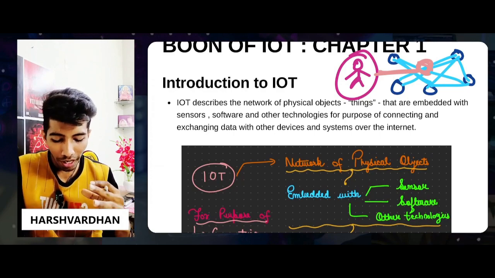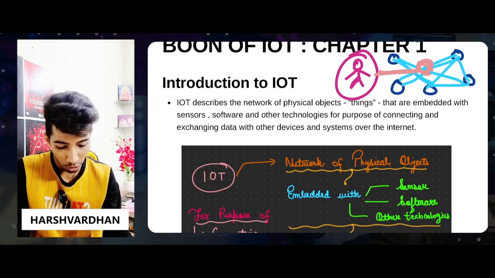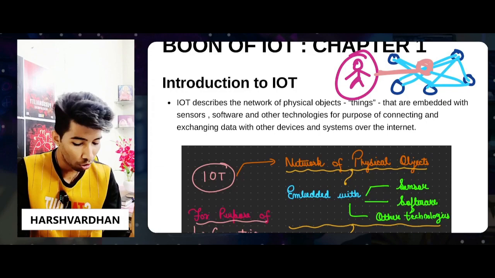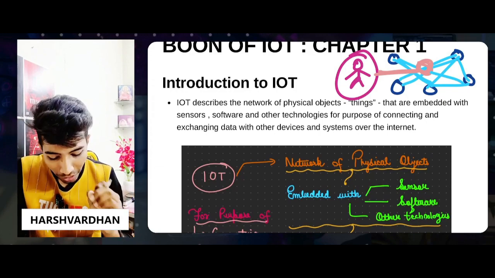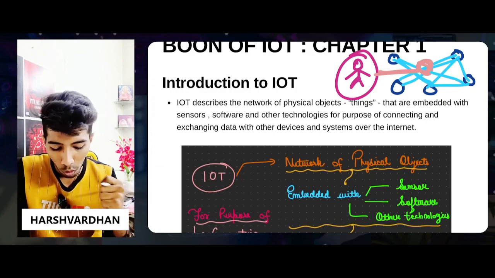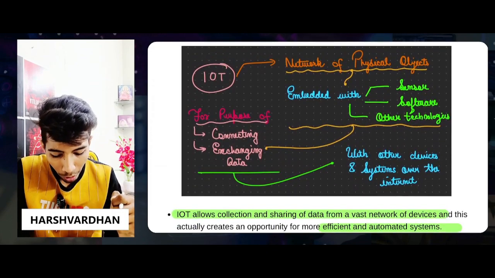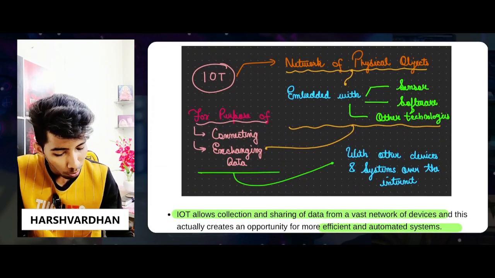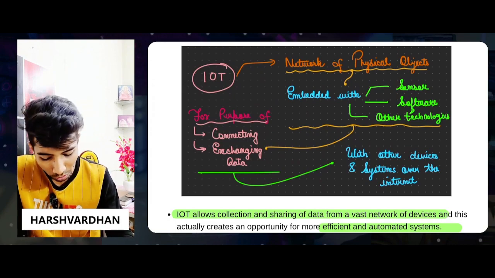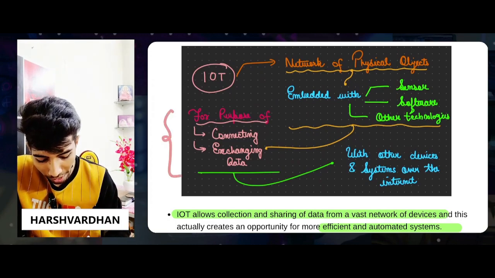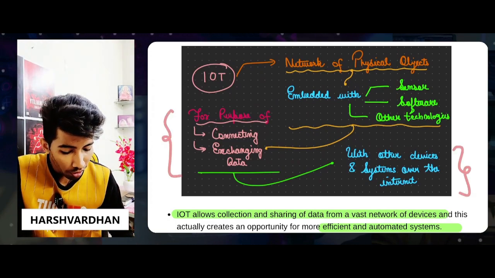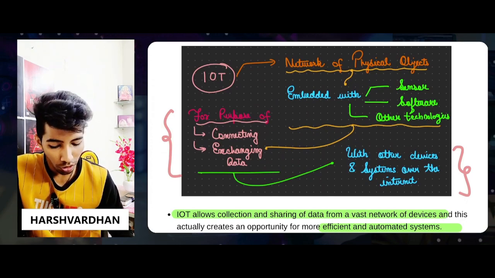So it is describing all the physical objects network which are embedded with sensors, software and other technology for the purpose of connecting and exchanging data with other devices and systems over the internet. So IoT is nothing but the network of physical objects which are embedded with sensors, software and other technology for the purpose of connecting and exchanging data with other devices and systems over the internet. So this we have already discussed.